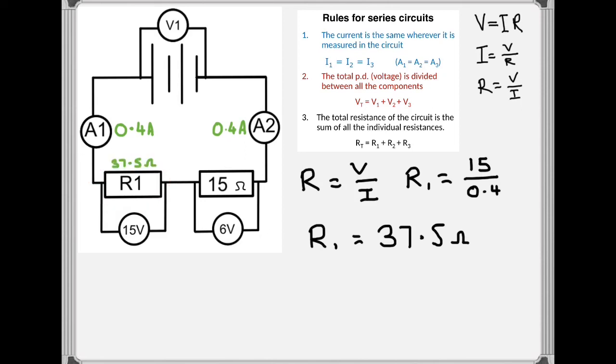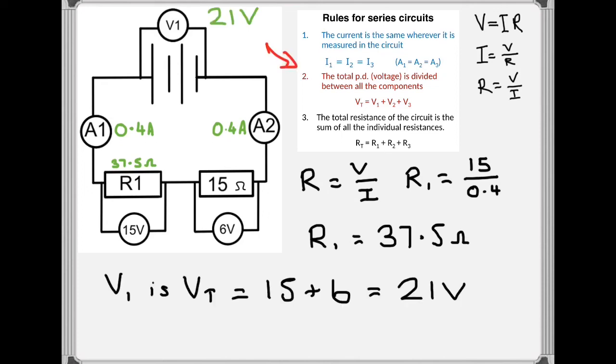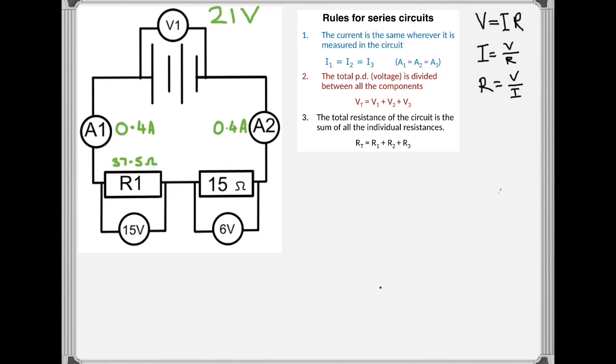And that only gives me one more thing to solve. So V1 is what's needed, and we already know that we can get that simply by adding, because V1 is the total across the circuit, simply by adding 15 and 6. And so my final answer here is 21 volts. So I'll just clear the board.